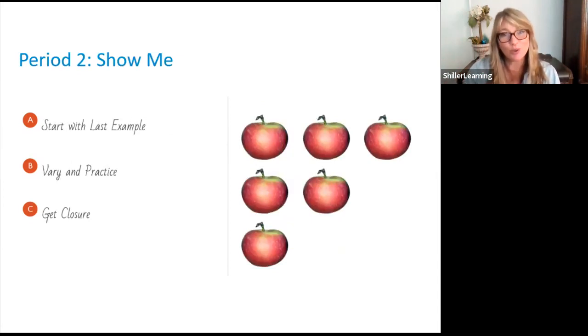Now, period 2 is going to consist of the identification, when the child is able to show you. So in the example of starting with numbers, we're going to start with the last example that we had given in the last period. That's one of the little tips that's going to help you apply this 3-period lesson to anything, whether it's science, history, the parts of a flower. Start with the last example.